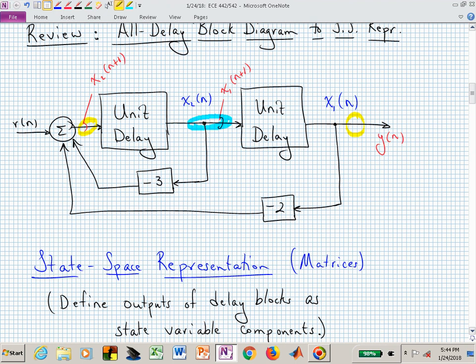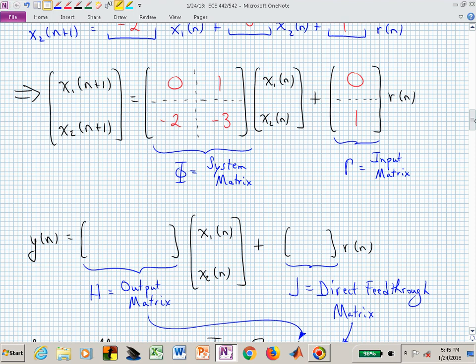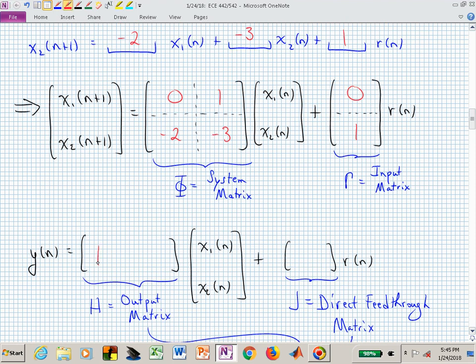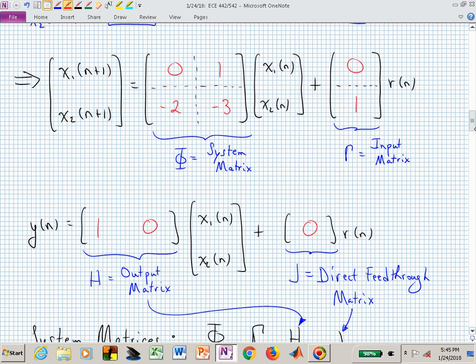Just x sub 1 of n, isn't it? There's no direct feed through from the input r over to that, or there's no scaled version of x sub 2 directly going in to create y. The output equation then is 1 x sub 1, 0 x sub 2, and 0 r of n. And if we wanted to, we might call those phi, gamma, h, and j. I'm mixing Greek and normal alphabet, but that's okay.